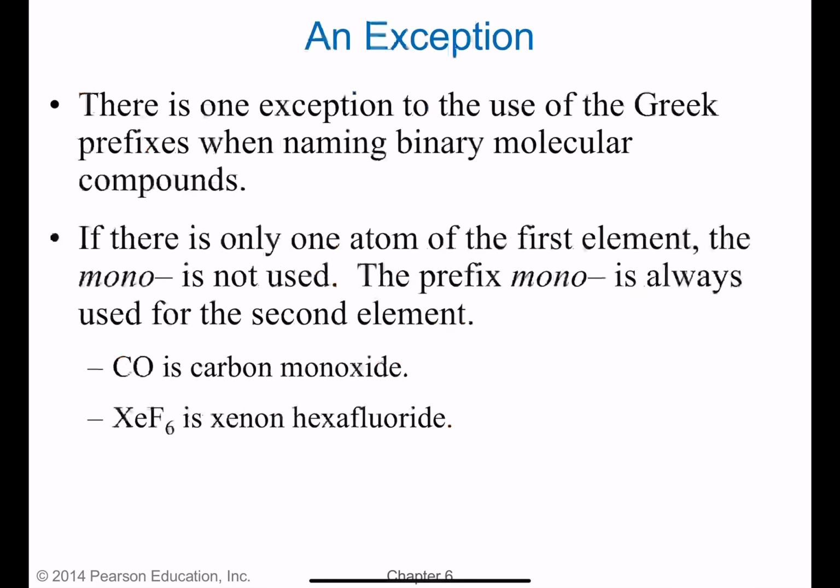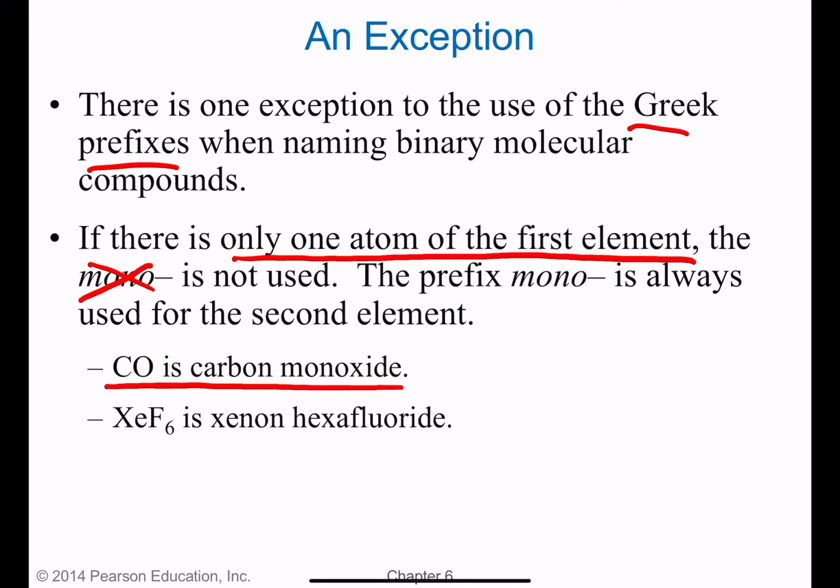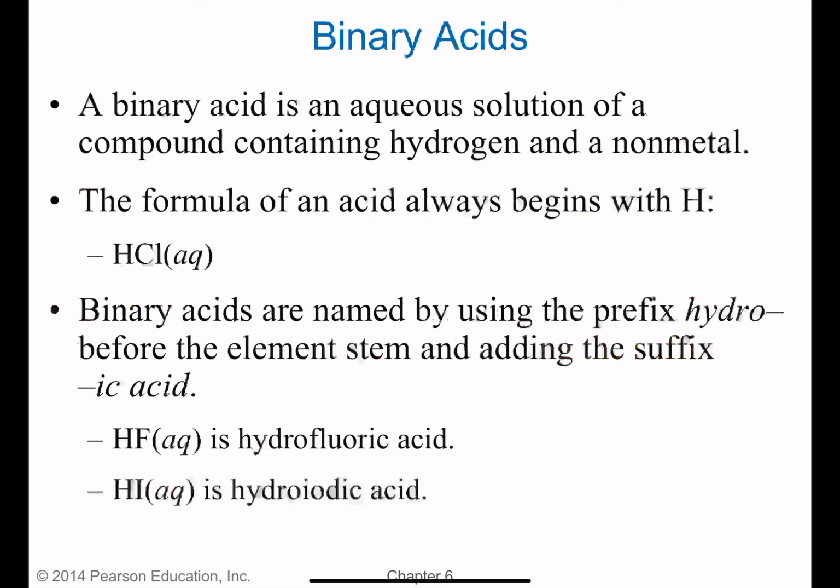Now for the exception that I just mentioned, there's one exception when you're using these Greek prefixes. If there's only one atom for the first element, we're basically not going to use the word mono. So it's not monocarbon monoxide, it's just carbon monoxide. It's not monocarbon dioxide, it's just carbon dioxide. This is an example. It's not monoxenon hexafluoride, it's just xenon hexafluoride. So we're just going to not use the mono if the first element has only one. If we have mono for the second one, we will use it. So like carbon monoxide, the mono is indeed being used there.